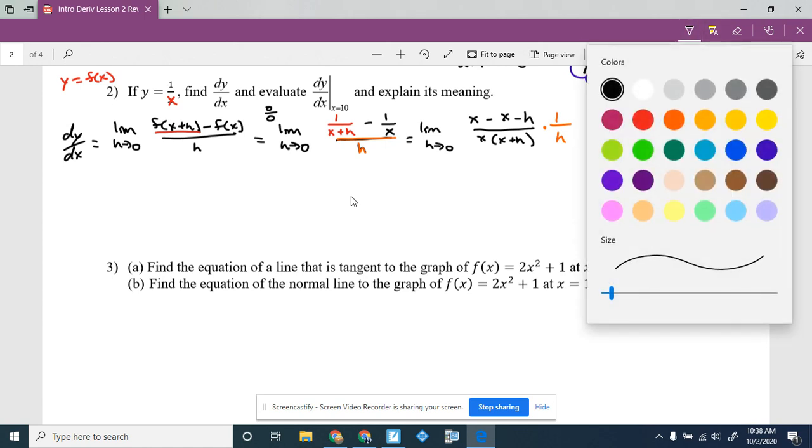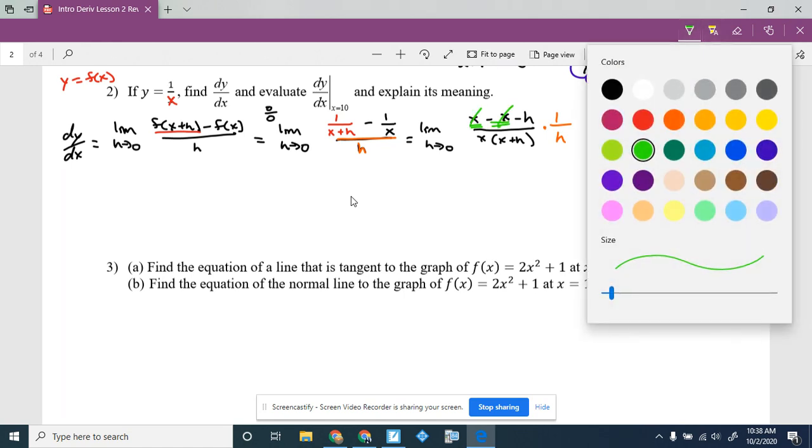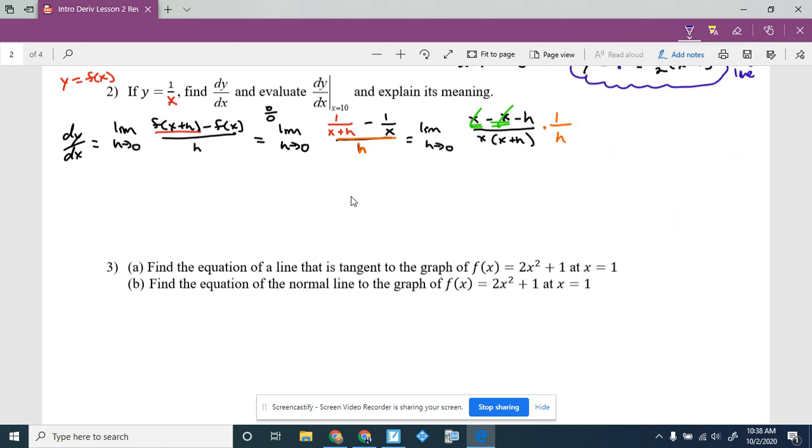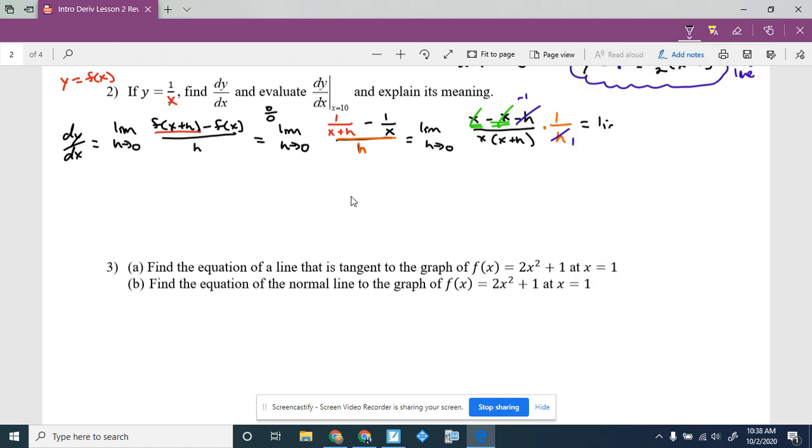So now what happens here? Hopefully good things. The x's are going to sum to 0. That's great news. Now you're left with just a negative h up top and a factor of h on the bottom, connected with multiplication. So I'll cross that out, make it a 1, and when I cross this out, it's going to be negative 1. So now I get the limit as h goes to 0 of negative 1 over x times x plus h.